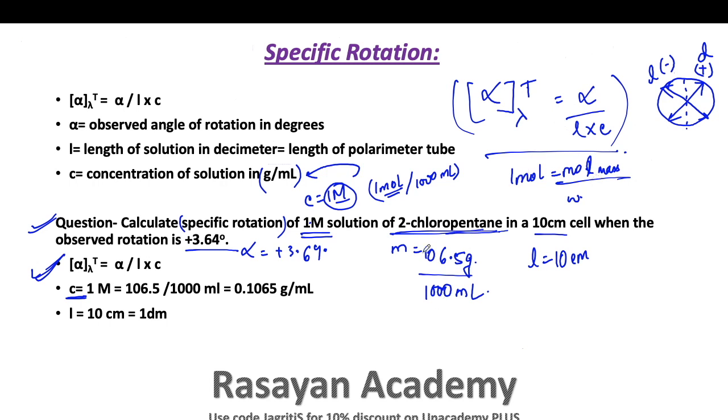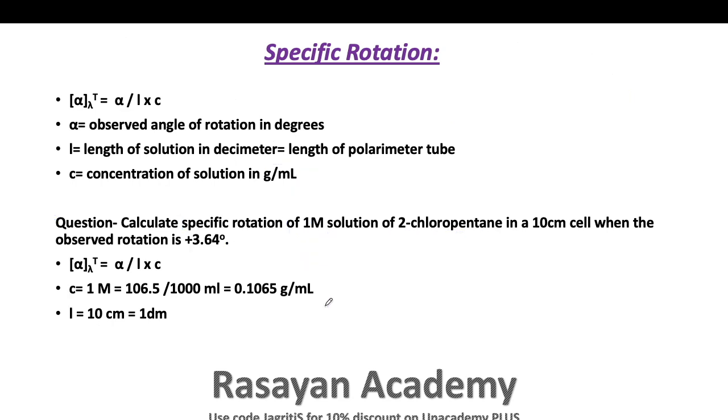That is why you can just directly put it over here, and from this you get the formula 0.1065 gram per ml. All right. So now if you want to calculate the specific rotation, that's going to be really, really simple. Just put it into the formula alpha divided by L into C. Now concentration you have changed to gram per ml.